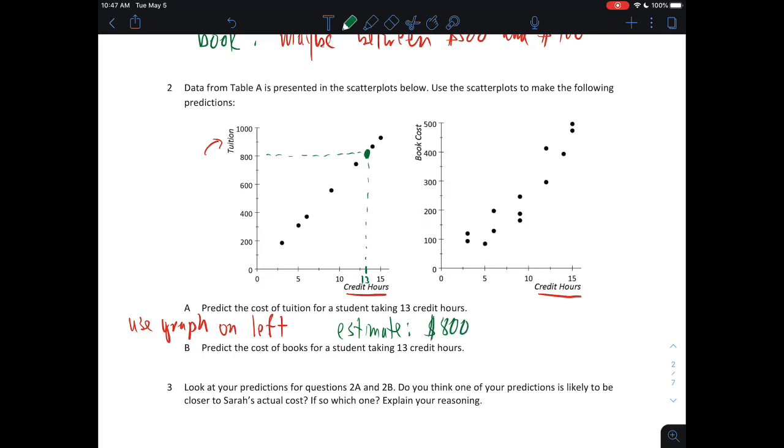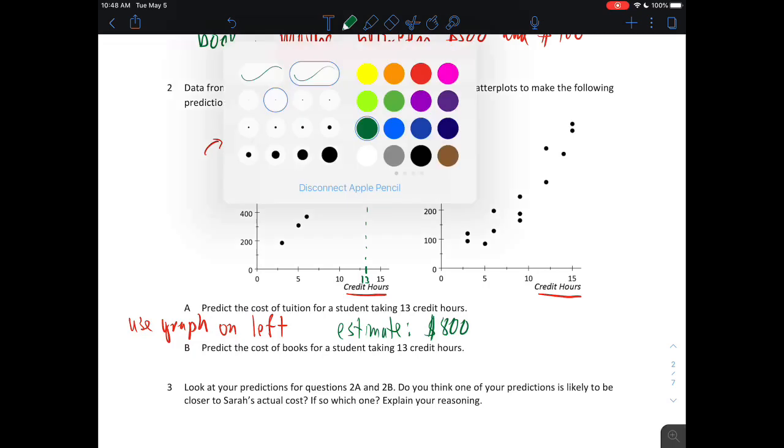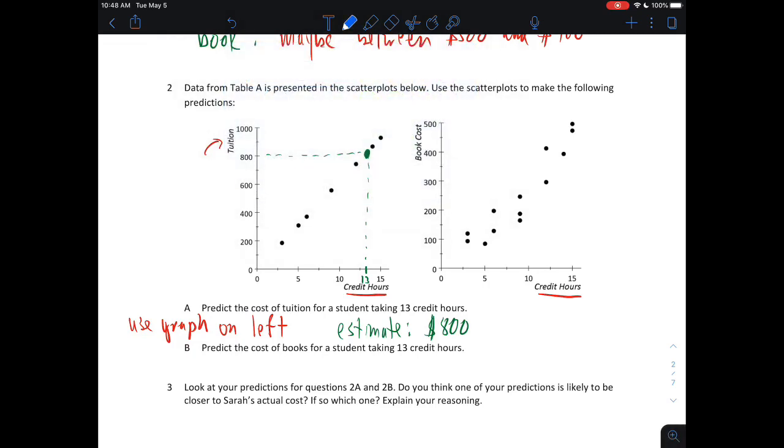Part B, predict the cost of books for a student taking 13 credit hours. We can do the same sort of thing. We can make a mark on the credit hours similar to what I did for the graph on the left. So I'm using the graph on the right now. I can start at 13 and go up to what looks like it's in line with the rest of the dots. And then I'm just estimating, making a prediction, somewhere a little bit more than $400. Maybe we could say $410.